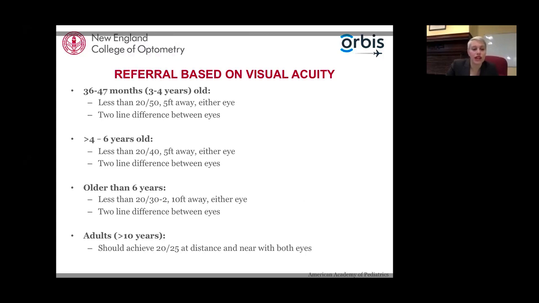Notice that with children, every time we're looking for that 2-line difference between the two eyes. If there is a 2-line difference, then that should set off warning bells that maybe this child is suffering from amblyopia and we need to refer that child.